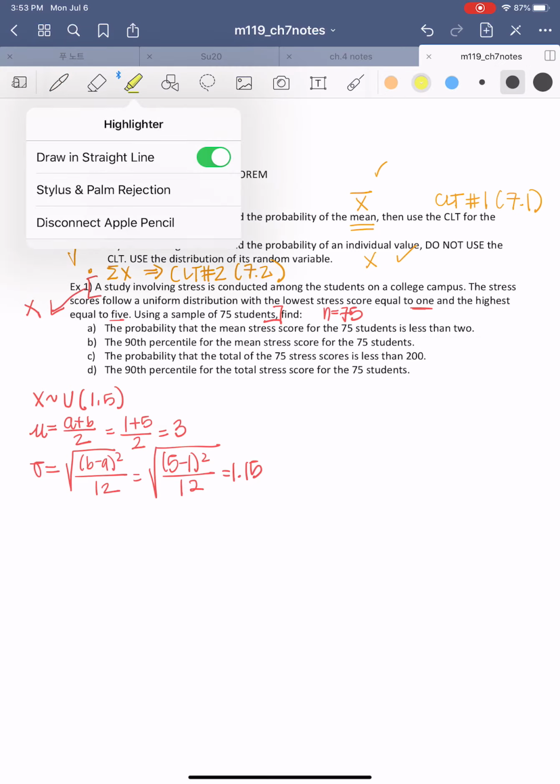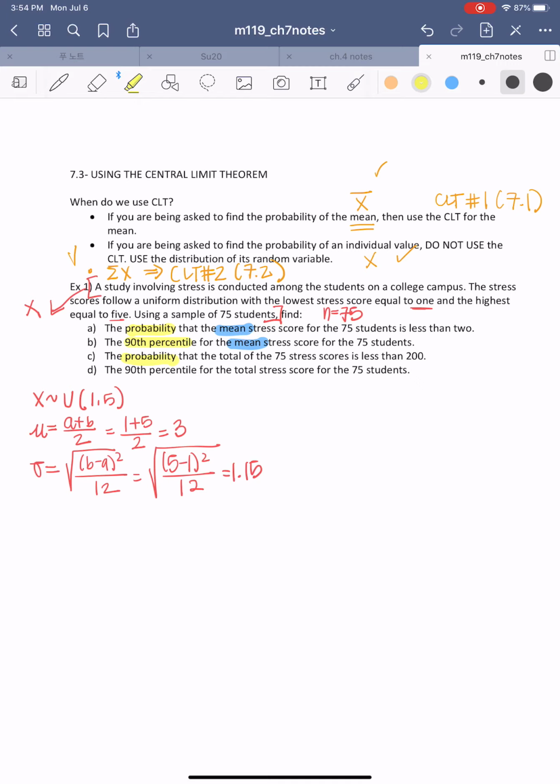My variable is mean. They give you the percentile. Oh, my variable is mean again. Part C, I'm asked to find the probability. My variable is total. They give you percentile, my variable is total. If you can find that keyword, you're pretty much done.